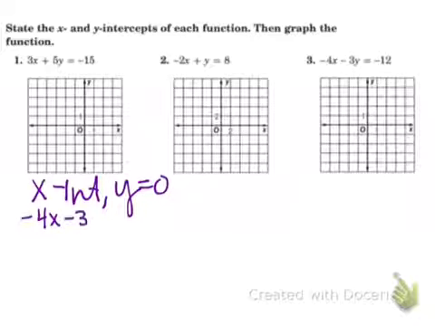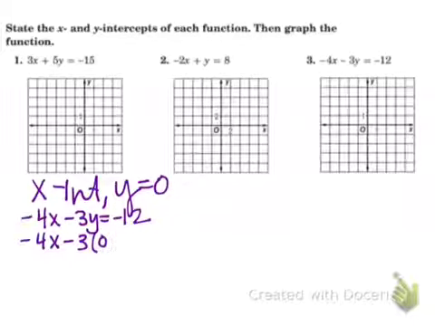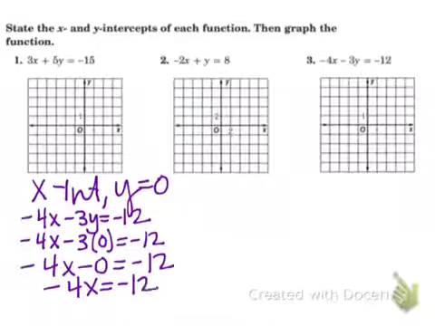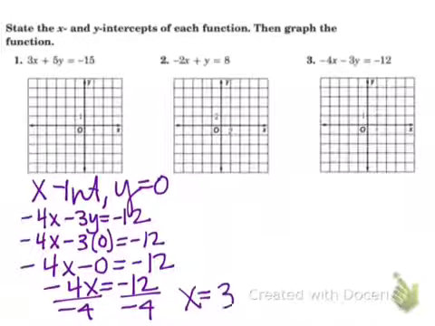-4x minus 3y equals -12. Filling in a 0 for y. -4x minus 3 times 0 equals -12. Actually multiplying that out, -4x minus 0 equals -12. So -4x equals -12. Dividing by -4, I get x equals 3.